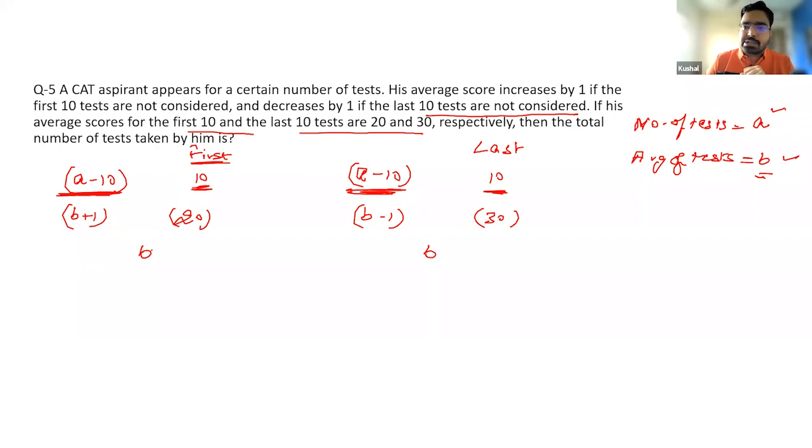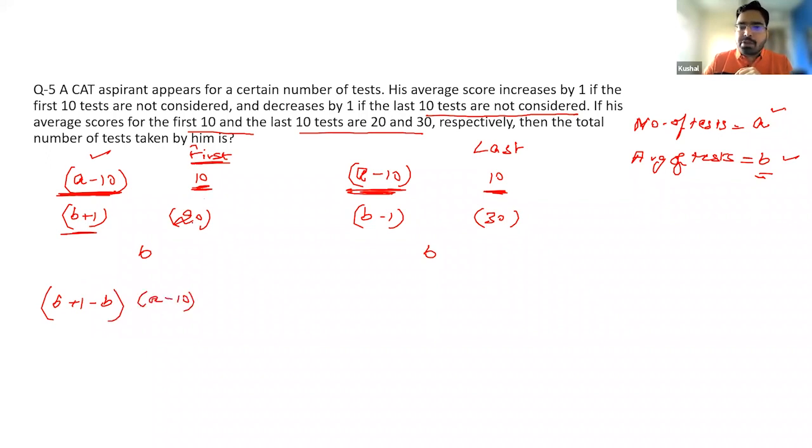So let us now understand. Of course, your value of B plus 1 is greater than B. So of course, this type of test will create a surplus. Surplus of how much? B plus 1 minus B. This will be the surplus on one test. How many such tests are there? A minus 10 tests are there.